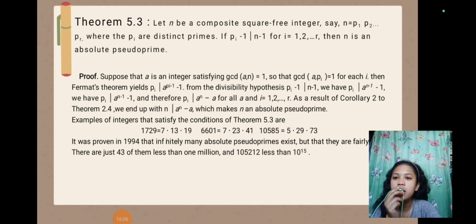Examples of integers that satisfy the conditions of Theorem 5.3 are 1729 = 7 · 13 · 19 and 6601 = 7 · 23 · 41. Another example is 10,585 = 5 · 29 · 73. It was proven in 1994 that infinitely many absolute pseudo-primes exist, but that they are fairly rare. There are just 43 of them less than 1 million, and 105,212 less than 10^15.